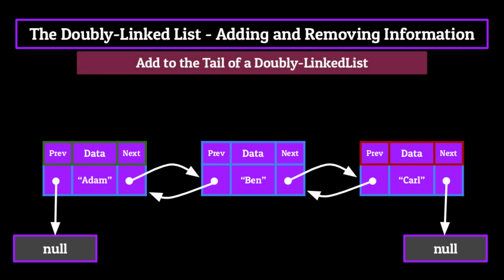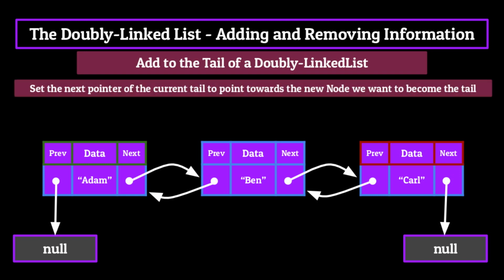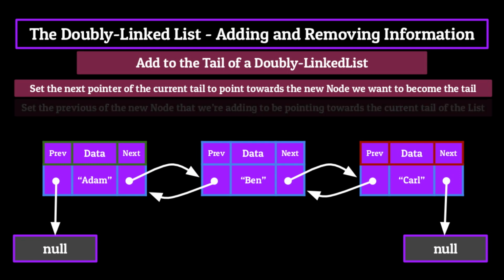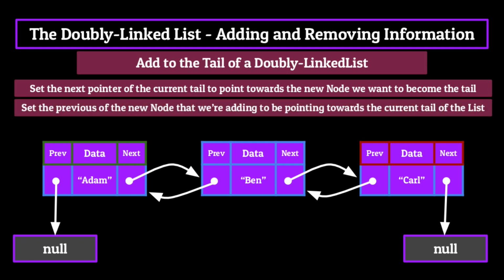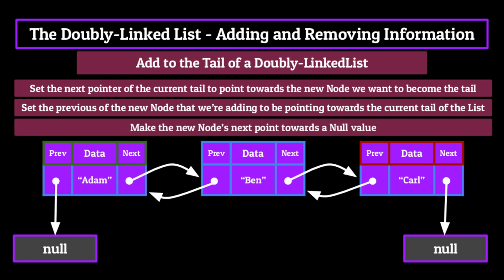Adding a node to the tail of a doubly linked list is also a three-step process. Step 1 entails setting the next pointer of the current tail to point towards the new node we want to become the tail. Step 2 is setting the previous of the new node that we're adding to point towards the current tail of the list. And step 3 is making the new node's next point towards a null value.